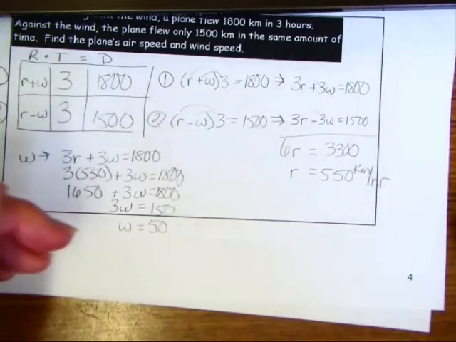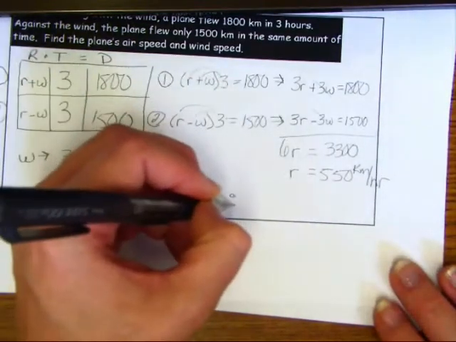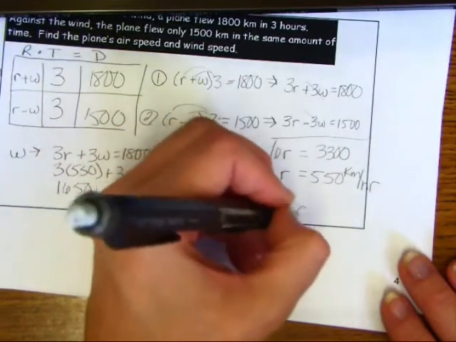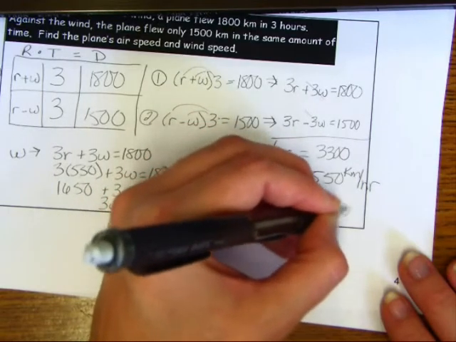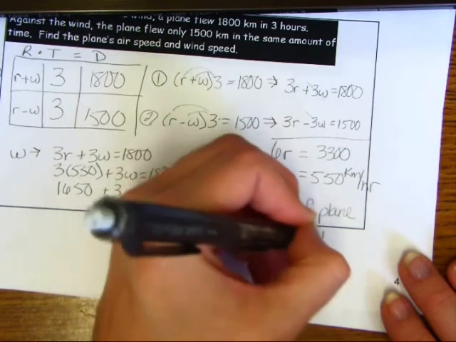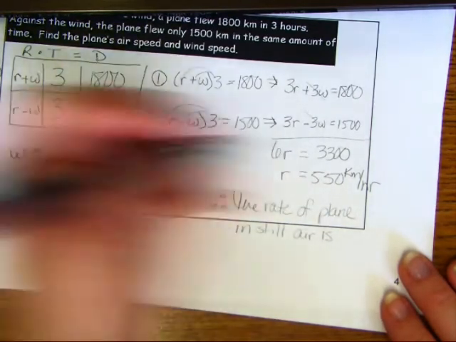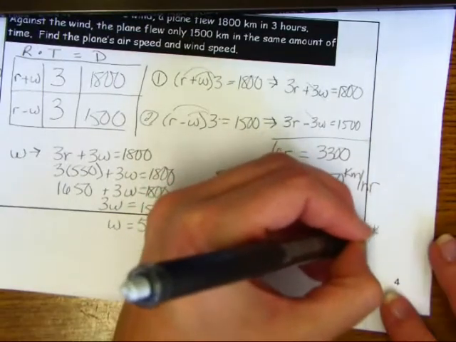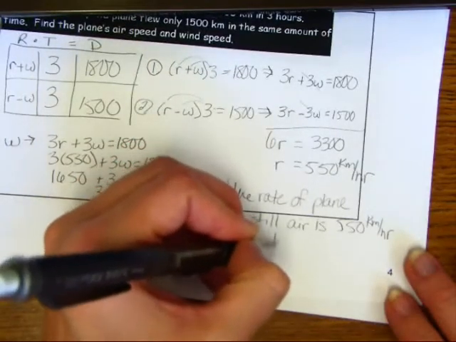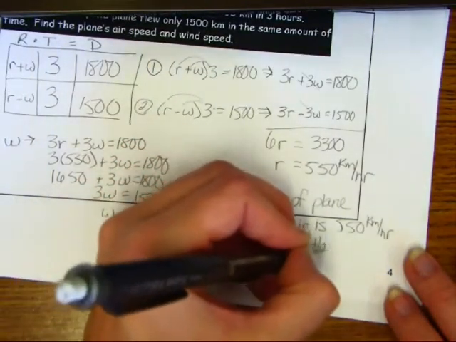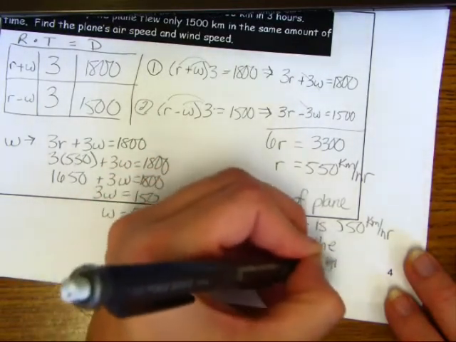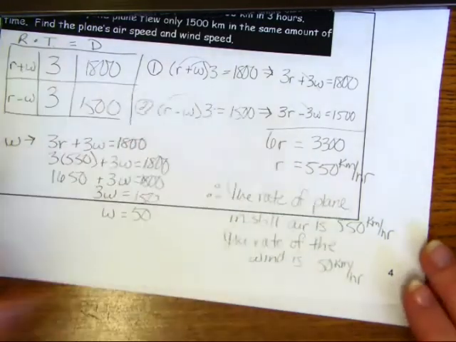So what does all of this mean? Let's make our therefore statement. You ready? Therefore, the rate of the plane in still air is what we got, the r, 550 kilometers an hour. And the rate of the wind is only 50 kilometers an hour.